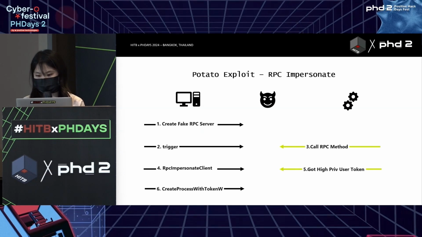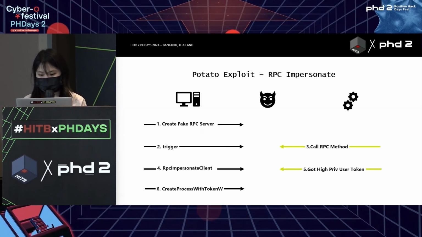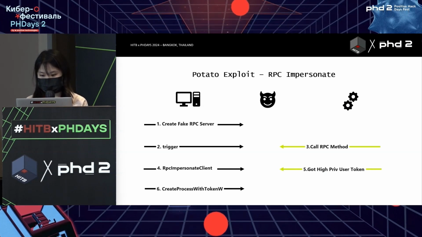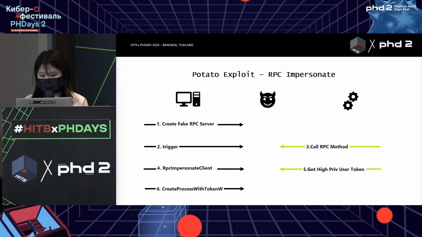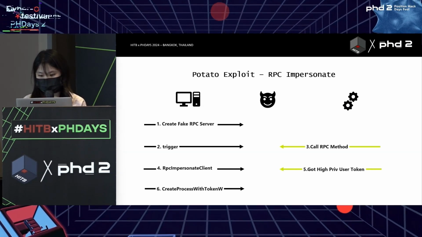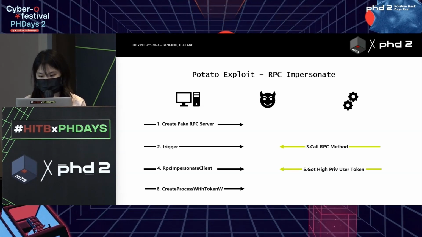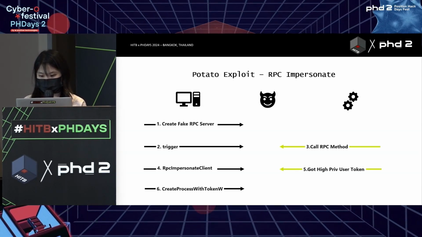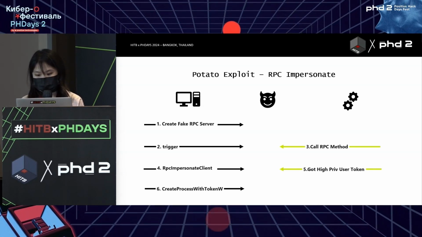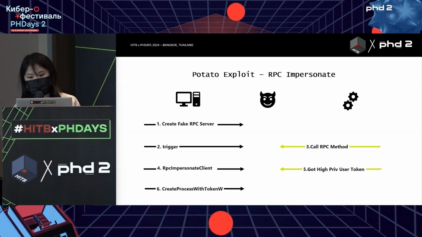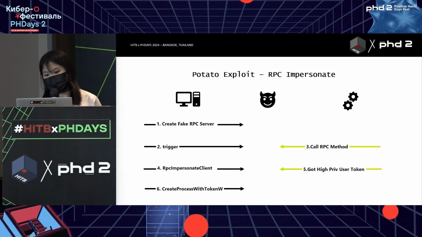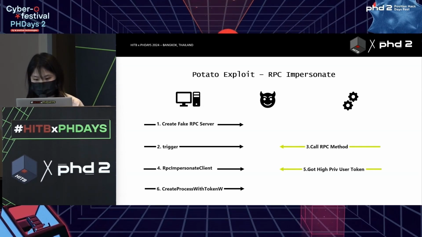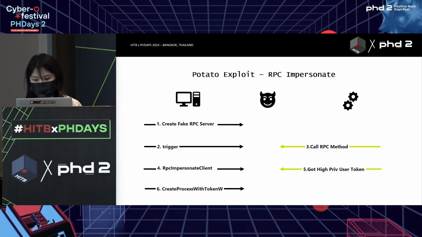This is one of the methods used by Potato. RPC impersonation: we need to let a high-privilege account call our evil RPC service. We can use a debugging tool to find some interfaces that the system is trying to call, but the RPC server has not been created. In the first step, we use a low-privilege account to create a fake RPC server. The second step is to wait for the high-privileged user to call our evil RPC service.